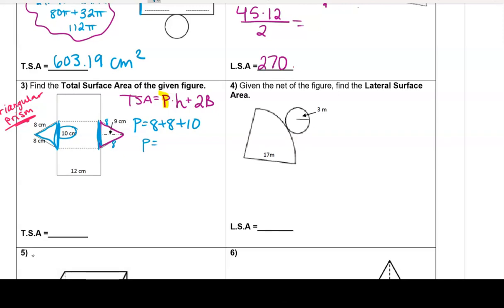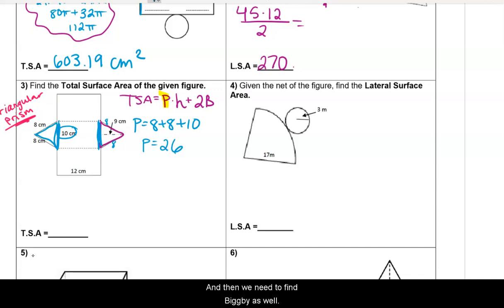26. Sorry, 8 plus 8 is 16, so 26. Yeah, that's what I said. Did I write this wrong? Yep, I did. On my answer key, I wrote 29. Okay, 26. We'll fix that.